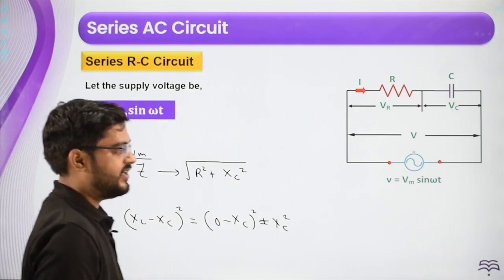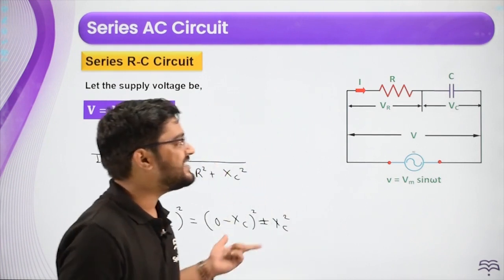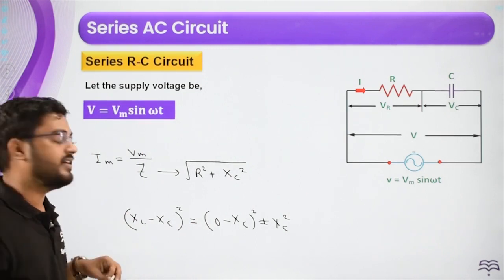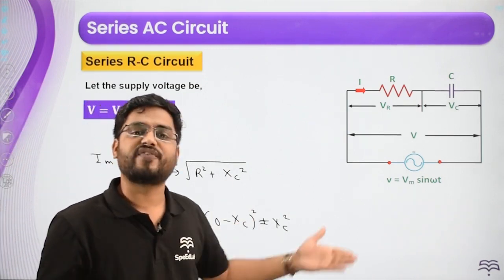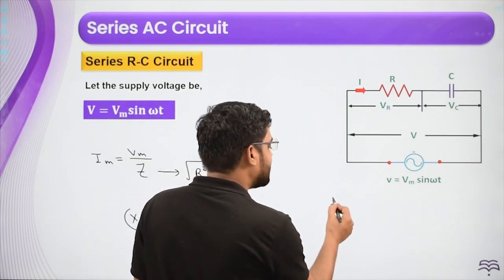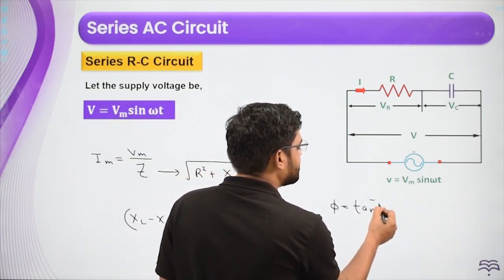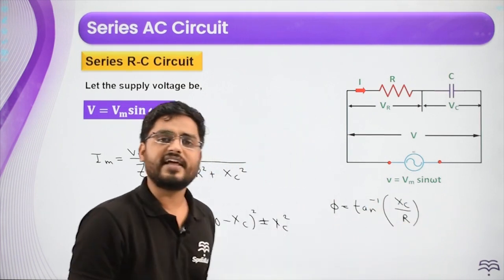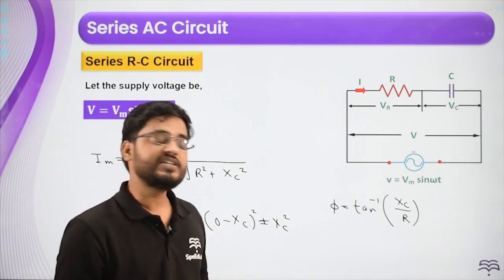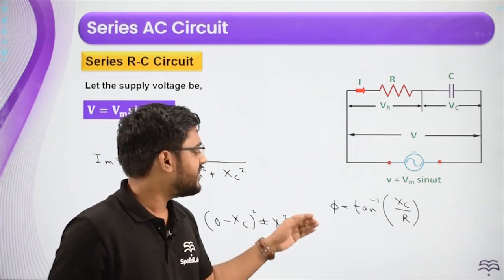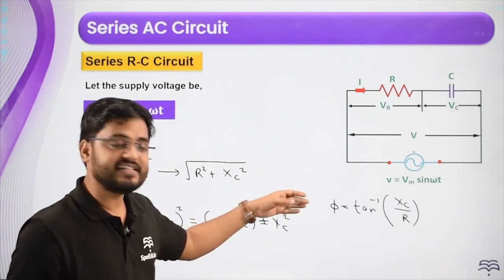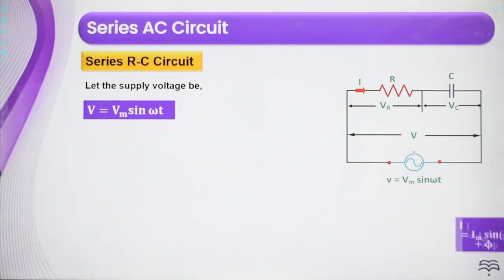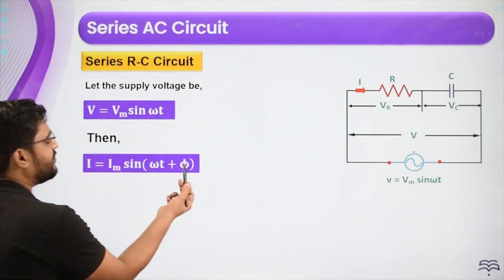What about the phi? Here we know that when there is a capacitor, voltage lags. So the voltage is behind and current is leading. Voltage is on 0, so current must be plus phi, right? So phi is nothing but tan inverse, I'm not writing XL minus XC, I'm simply writing XC by R. And this is a positive angle, and here current will be leading rather than voltage, because in a capacitive circuit the voltage is lagging and current is leading. So I'll be writing plus phi. Current is given by Im sin(omega t plus phi).